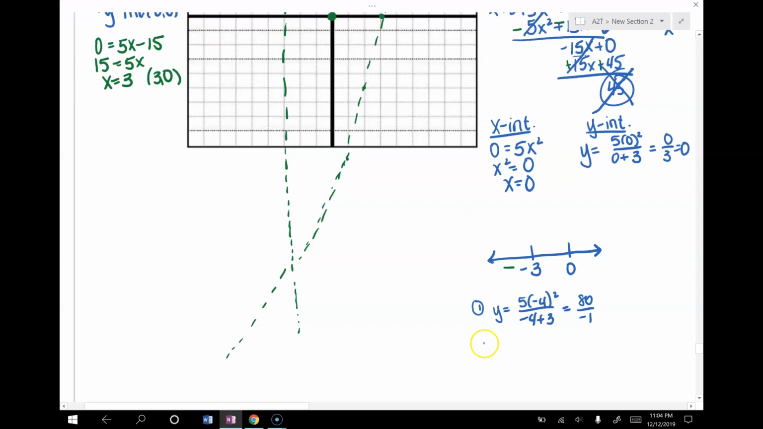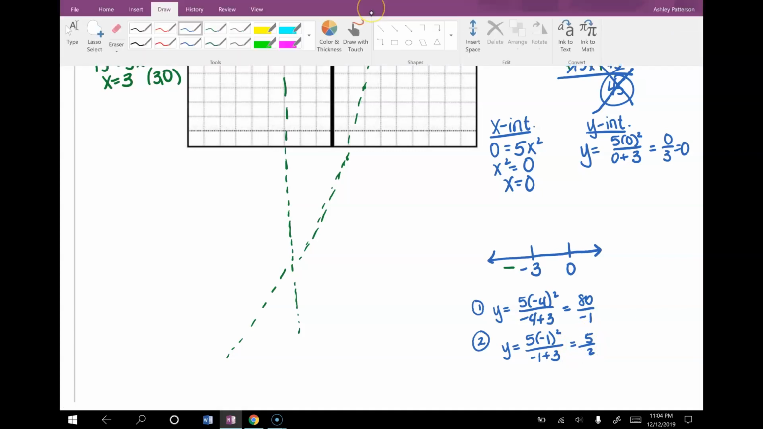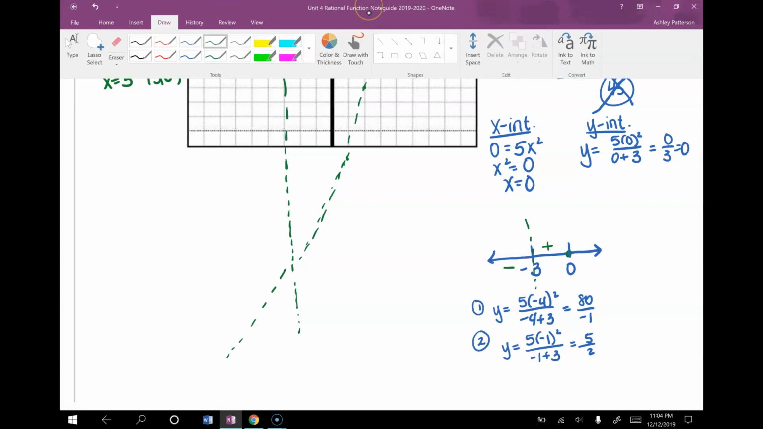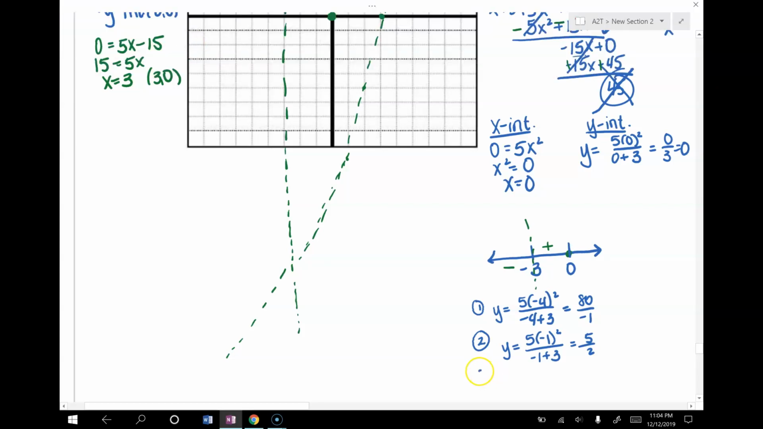For the next one, I'm going to check maybe -1. It doesn't matter what value you choose, you guys. What matters is that it's a number within that range. So we get 5 over 2. If we're in between the x-intercept and the vertical asymptote, then we are above the x-axis. The last region we need to check is on the right-hand side, so maybe I do a +1. We have 5 times 1 squared over 1 plus 3, and that is also positive.